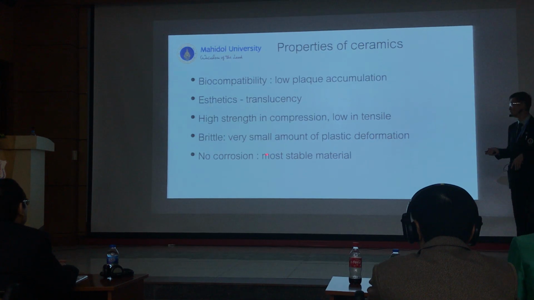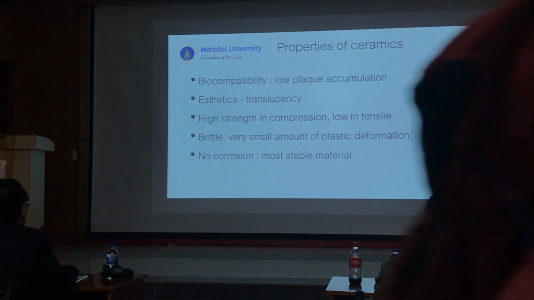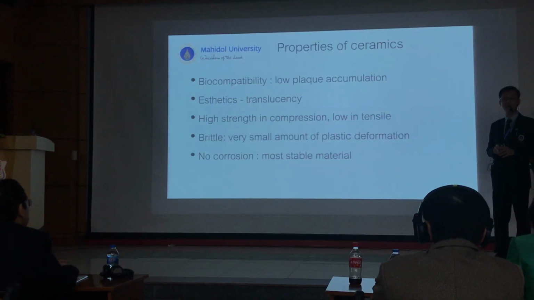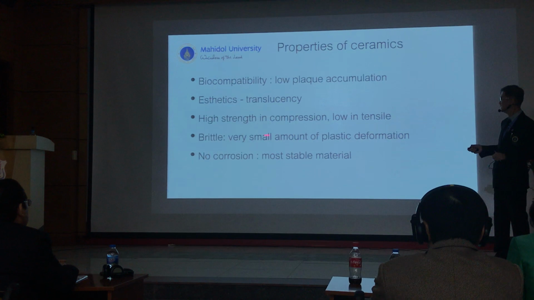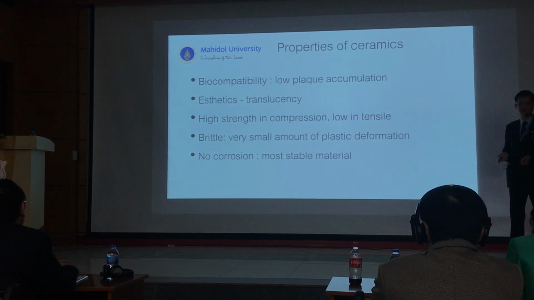But the problem is that it's brittle. You have to be careful. When you make a tooth preparation, you have to be aware of sharp corners, so everything is going to be rounded, because if you have something like that, it's going to fracture very easily. And no corrosion. Ceramic has no corrosion, because it's already corroded. What I mean is it's in the form of oxide or something like that. So corrosion cannot occur on ceramics. Ceramic is the most stable material.